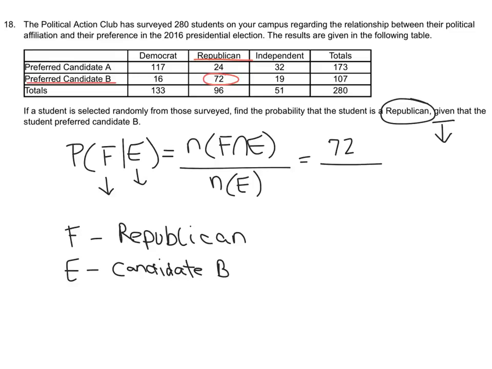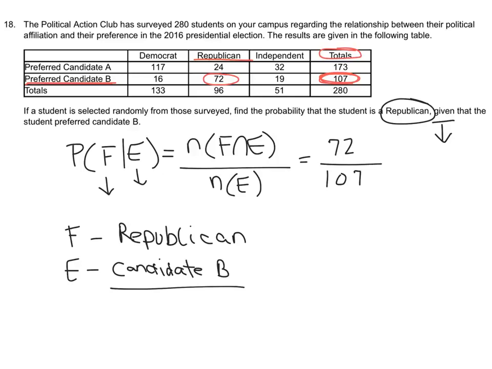Now I'm going to identify the denominator, which is the number of students that prefer candidate B. So again, I'll look at my candidate B row and my totals column, and the total number of students that prefer candidate B is 107. So my denominator is 107. Therefore, the probability that the student is Republican given that the student prefers candidate B is 72 over 107.